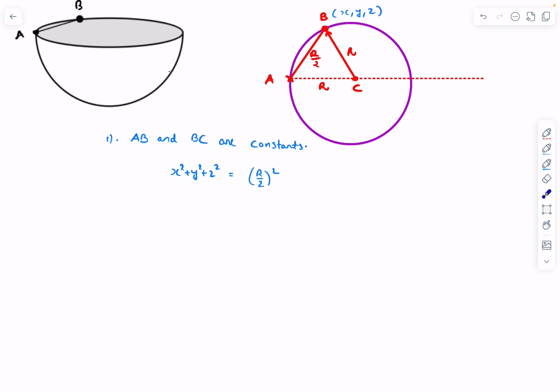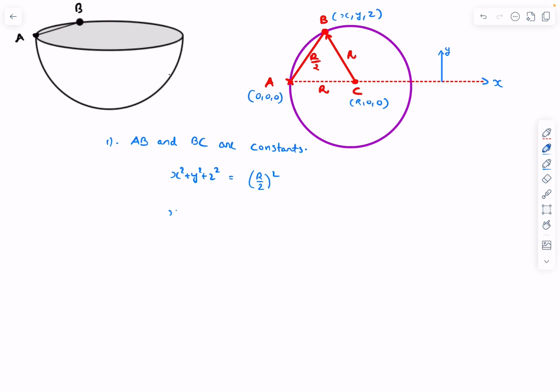Now we can use the second constraint that the distance BC is r. The point C is going to be (r, 0, 0), if this is (0, 0, 0). I'm assuming this is the x direction, this is the y direction, and the z direction is out of the page. The distance BC is going to be (x minus r) the whole squared plus y squared plus z squared equals r squared. So basically the point B satisfies these two equations at all times. Now what can we do? We can subtract these two equations, and let's see what we get.